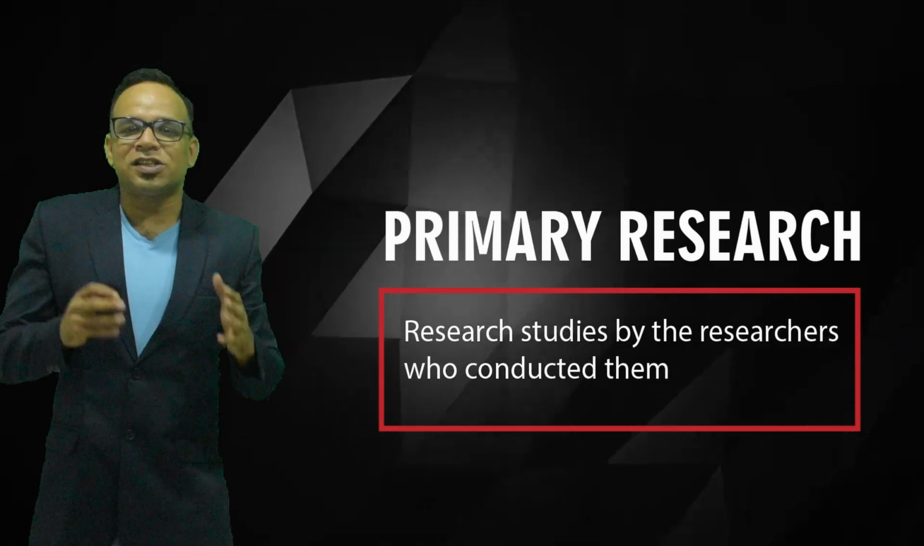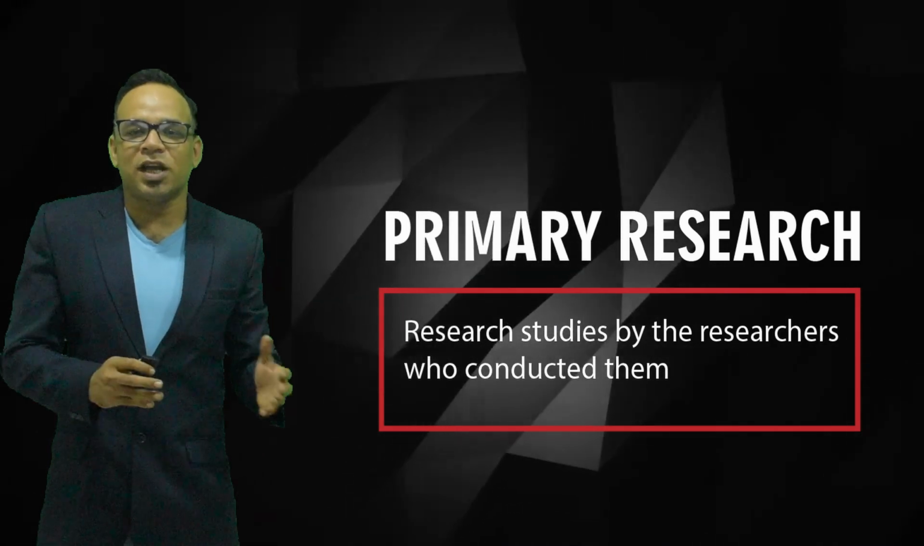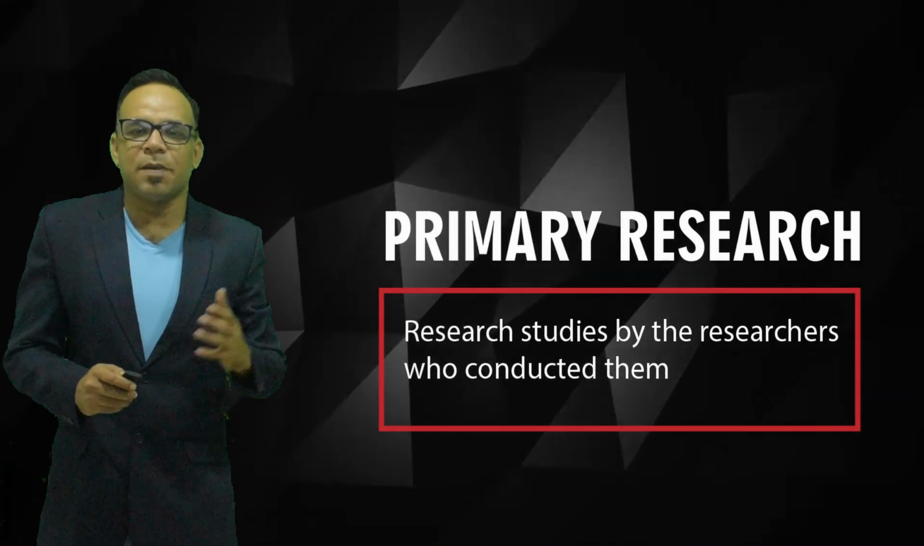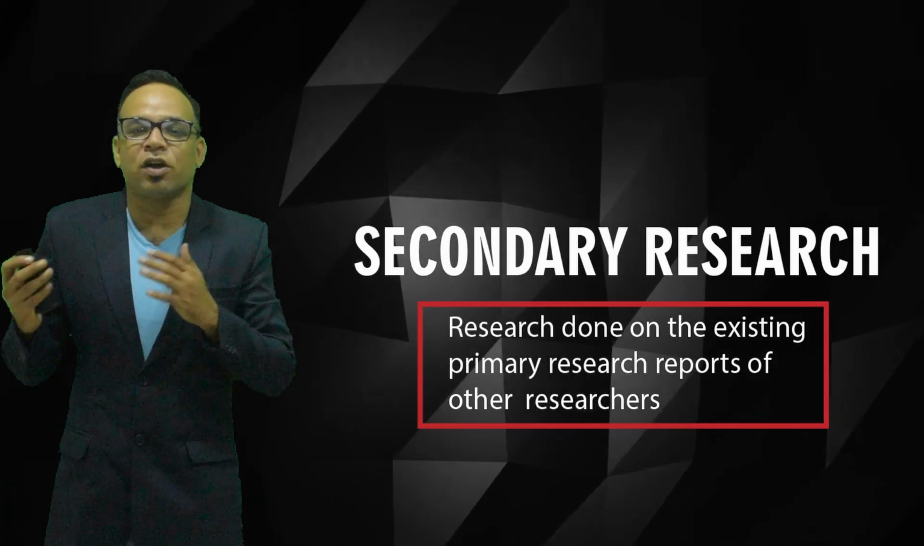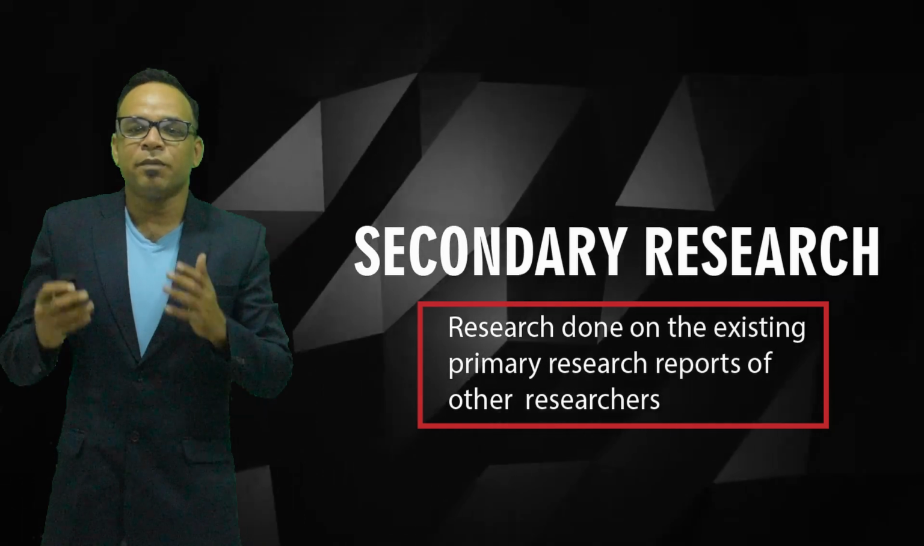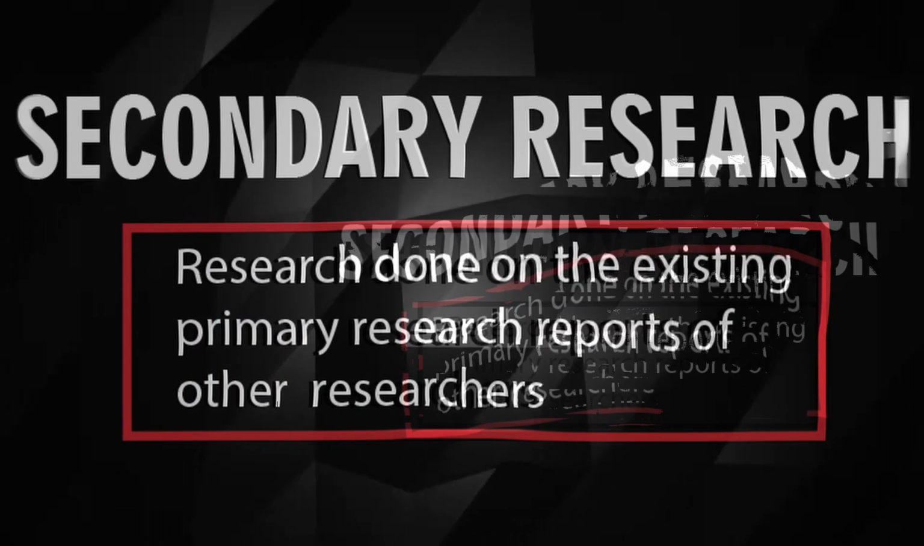Coming to primary research. Research studies by the researcher who conducted them is primary research. Secondary research is research done on the existing primary research reports of other researchers.